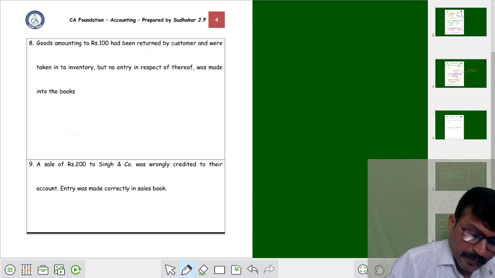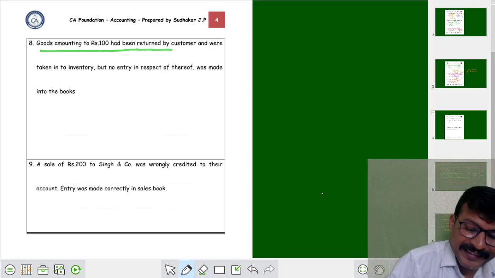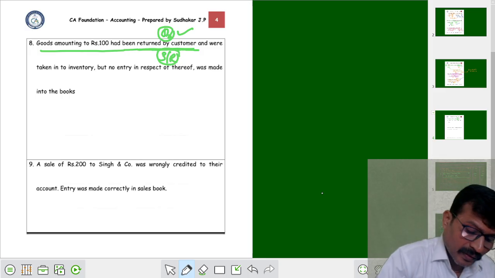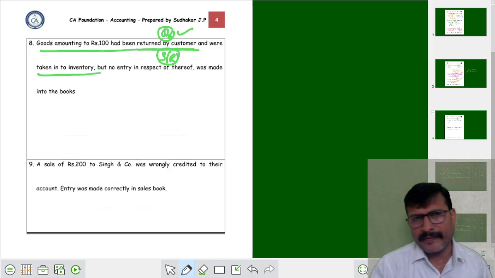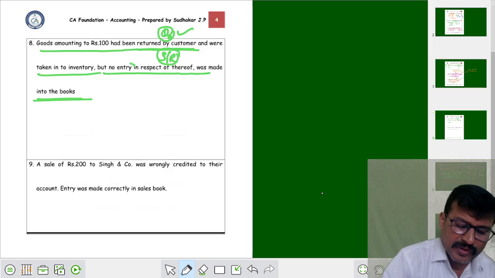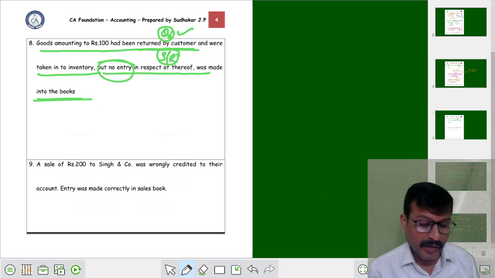Goods amounting to rupees 100 had been returned by a customer. Returned by a customer means sales returns. What to do with it? Debit it. Were taken into inventory. But no entry in respect of this was made in the books. No entry is passed. Now what to do?